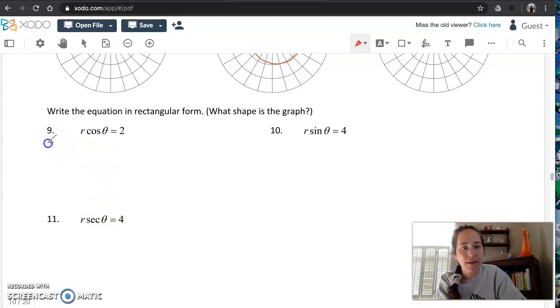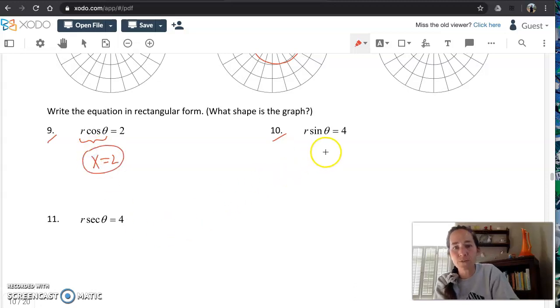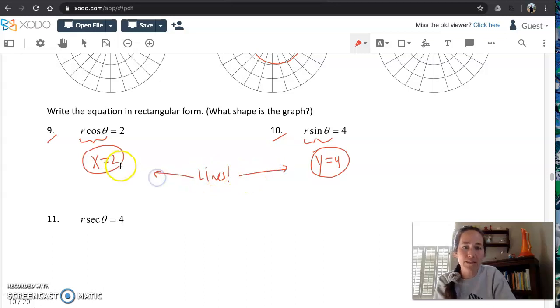All right, let's start with 9 and 10. Man, these look like they're sitting here on a silver platter for us, right? I know r cosine of theta is always equal to x when I'm converting. So we get x equals 2, and how about our r sine of theta, y equals 4 for the second one. In terms of a shape, they're both going to be lines. You've got a vertical line represented by x equals 2 and a horizontal line represented by y equals 4. Okay, so no big surprise there.